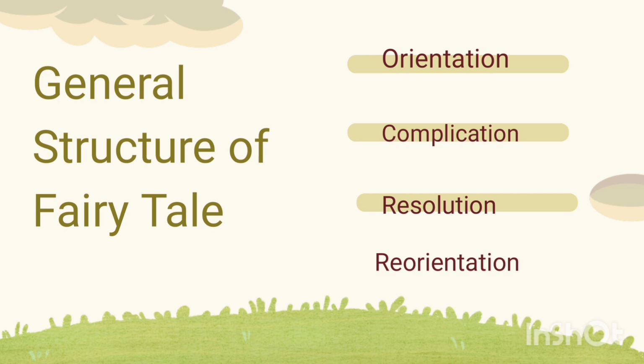And the third one is resolution. Resolution is the solution of the problem of the text. And the fourth one is reorientation, that is the end of the story. The story ends with a happy ending or a sad ending.